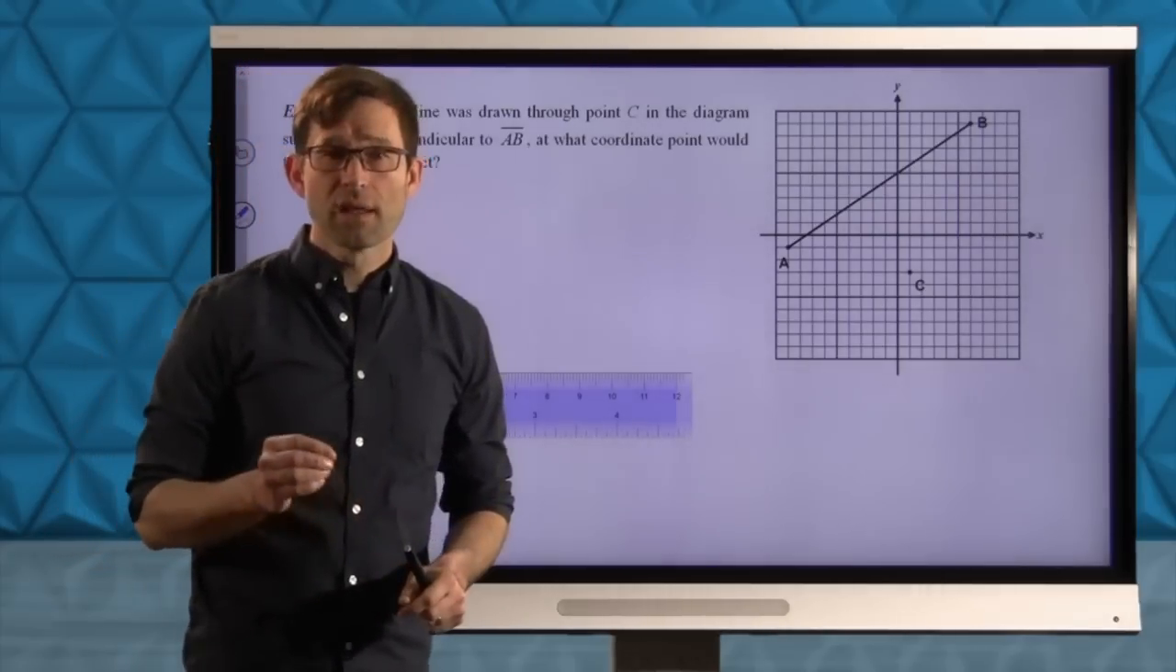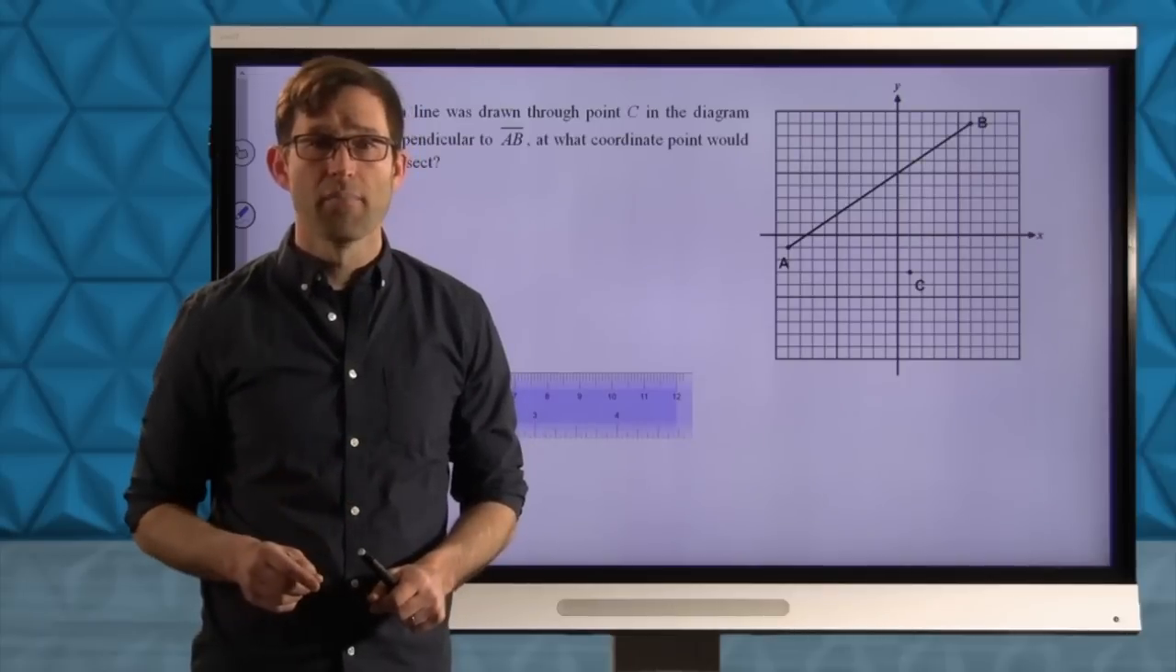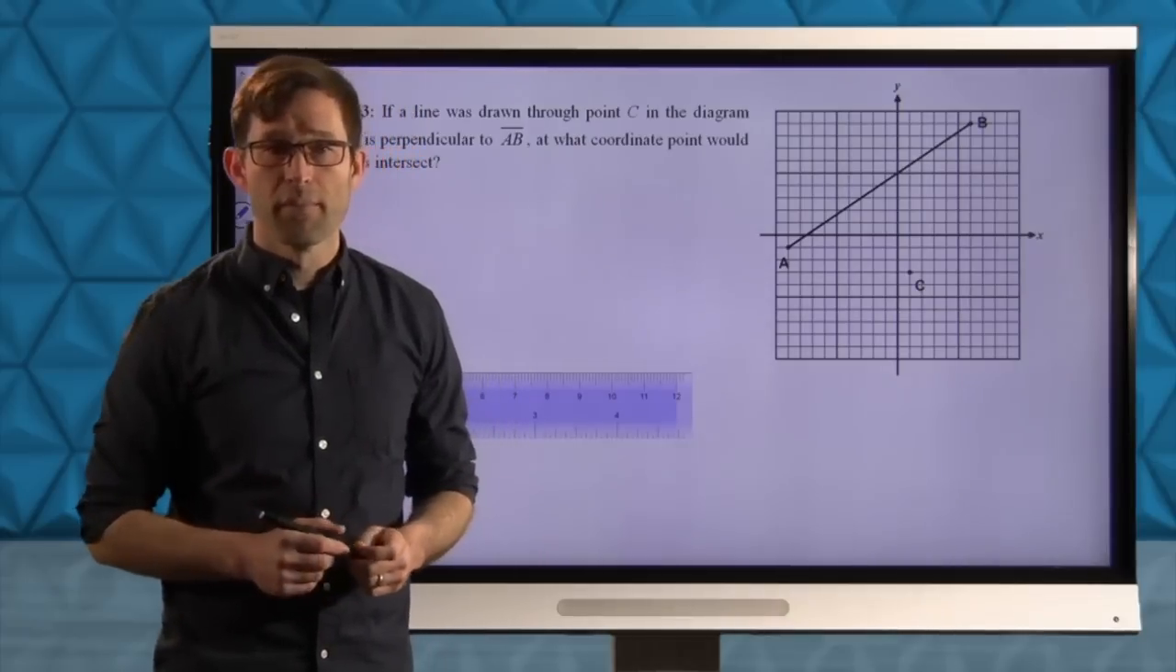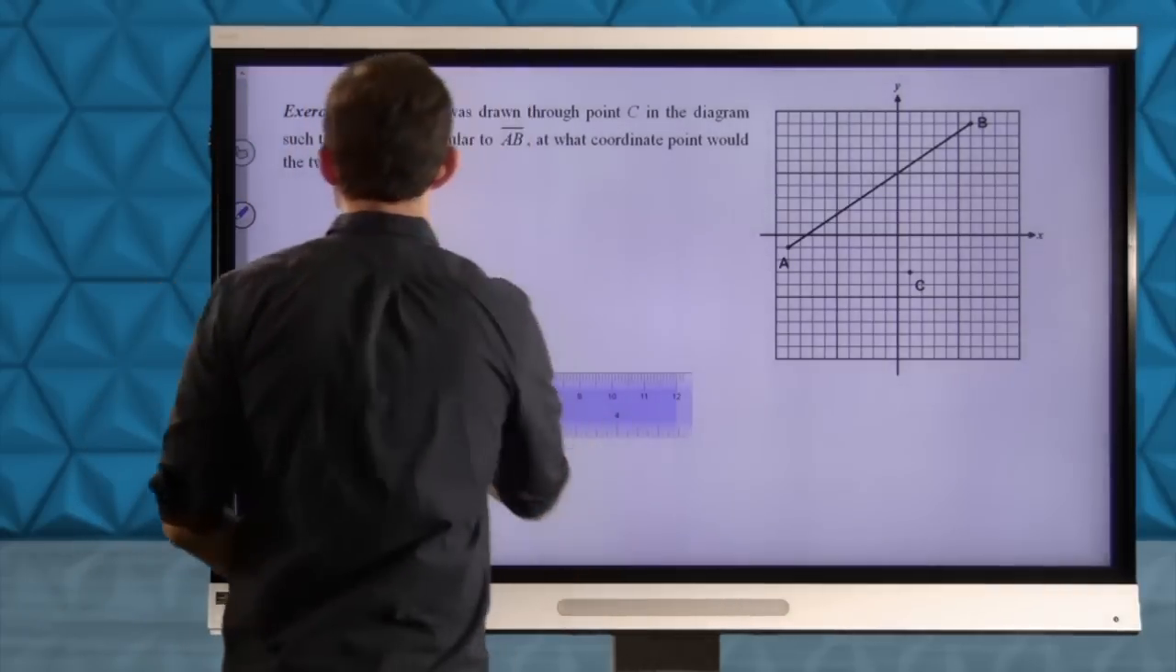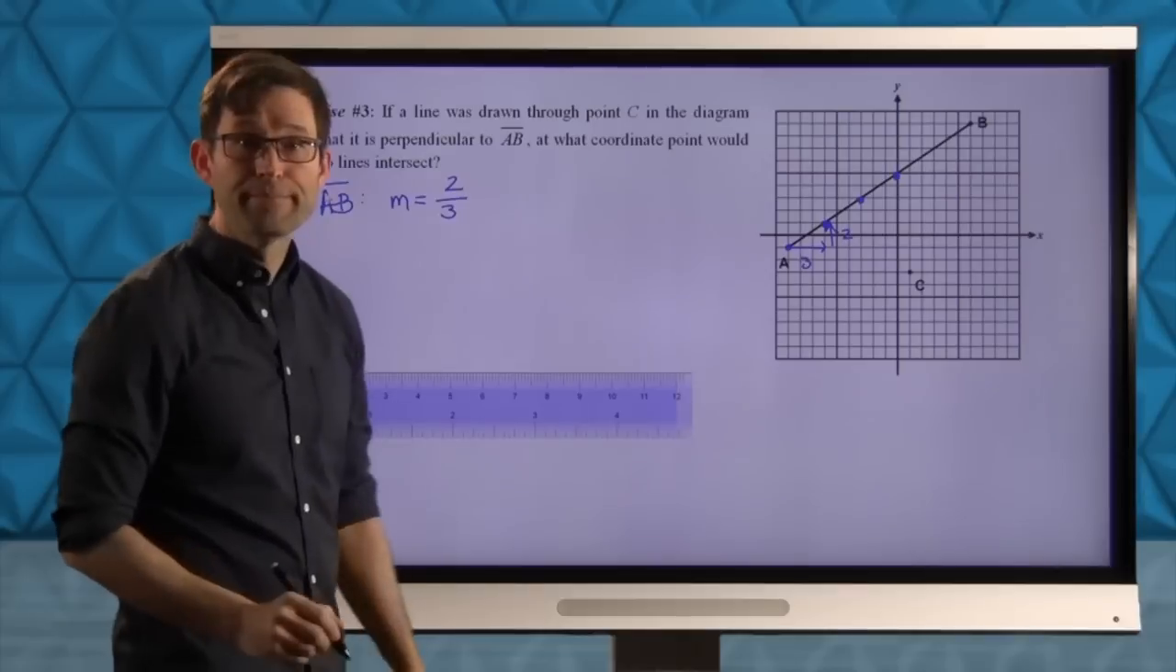Well, what I'd like to do is plot the line that goes through C that's perpendicular to AB. But in that case, I'd like to know what the slope of AB is, again, just like the last problem. Now, in this case, you could find the slope of AB graphically, or you could find it algebraically. It's up to you. Since I've got the graph just sitting here, I think I'm going to do it graphically. So there's a good point, a good point, a good point, etc. And it looks like the slope of AB is going to be a rise of 2 divided by a run of 3.